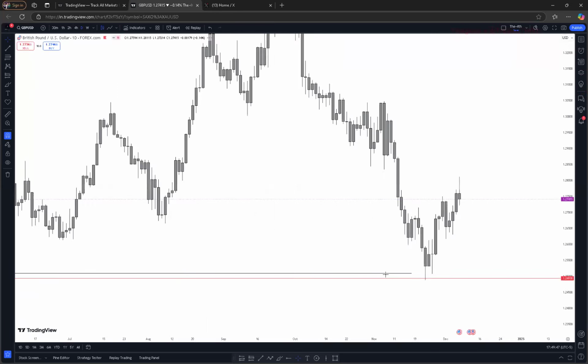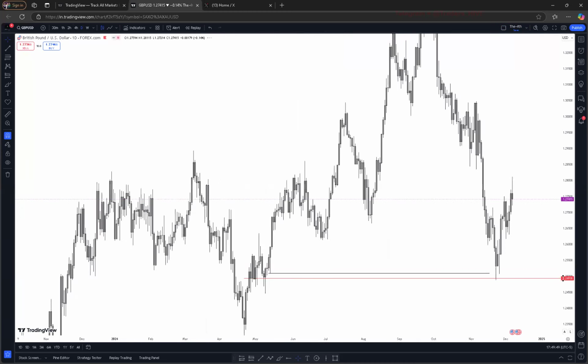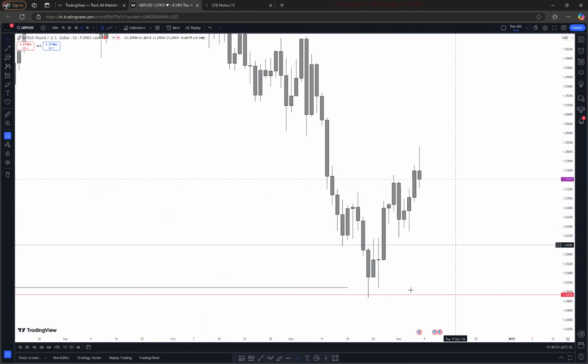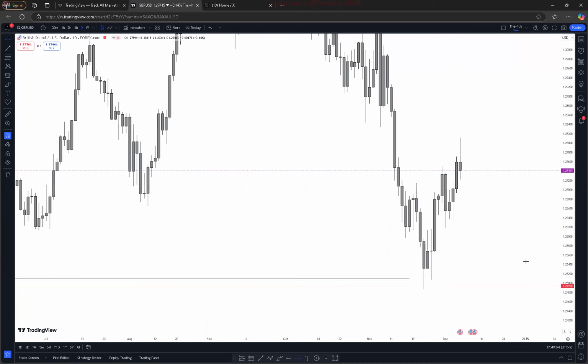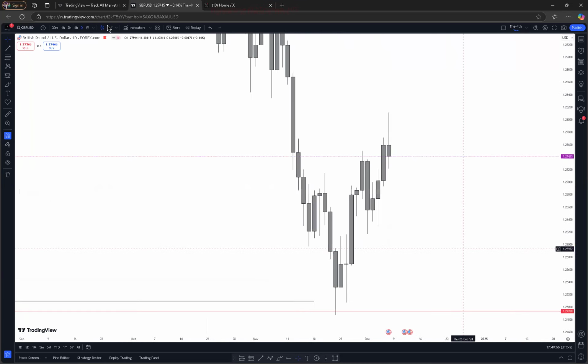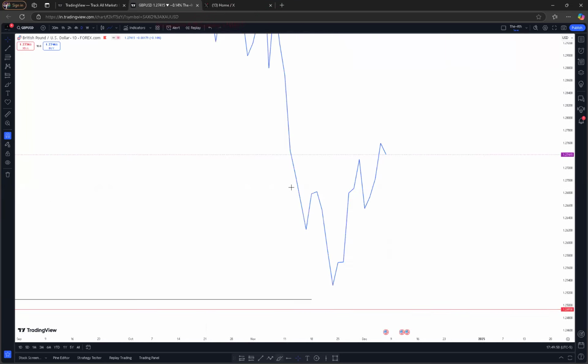We are going to the daily. So monthly rejected, closed above. Weekly swept the previous weekly liquidity, closed above. And what did the daily do to us? Look at this. Look at what the daily did to us. Move straight to the line chart. You want to be able to see what price did.